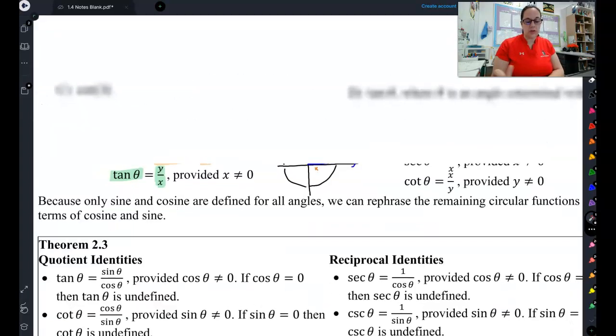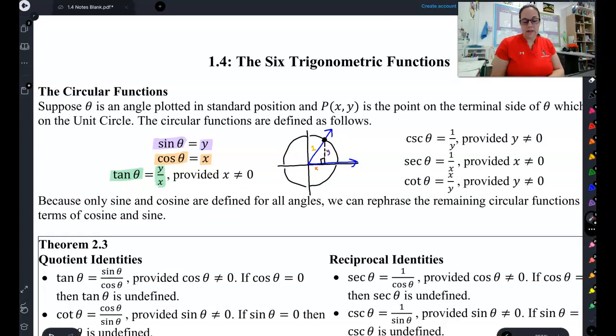Now, we also know that the reciprocal functions, cosecant, secant, and cotangent, are still just that value flipped, just like we've done in previous lessons. Find the sine, flip it, and you get the cosecant. Find the cosine, flip it, you get the secant. Find the tangent, flip it, you get the cotangent.